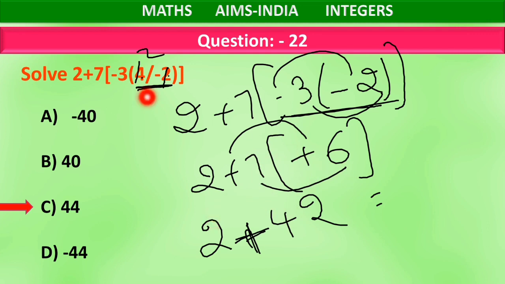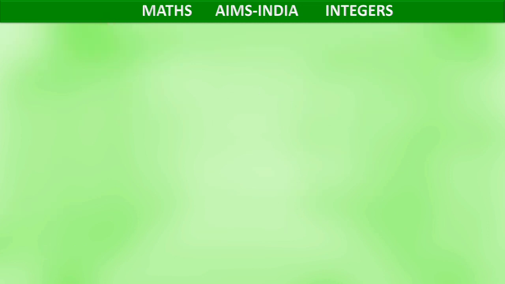42 plus 2 is equal to 44. Brackets mean multiplication here. Was that clear, class?